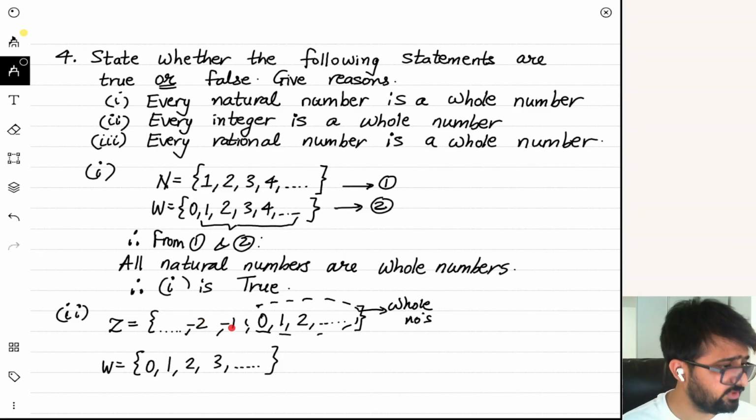But is it true that every integer is a whole number? Is -1 a whole number? No. Is -2 a whole number? No. So none of those negative numbers are whole numbers. Yes, 0 and all the positive integers are whole numbers, but not the negative ones. So what do you think about this statement? Is every integer a whole number? No. Every integer is not a whole number. Yes, there are some integers which are whole numbers, but not every integer.